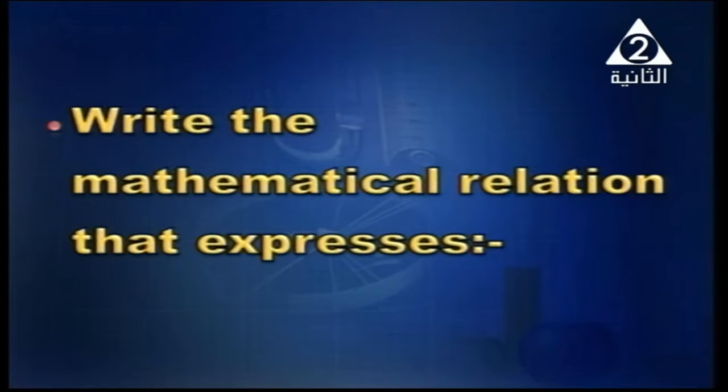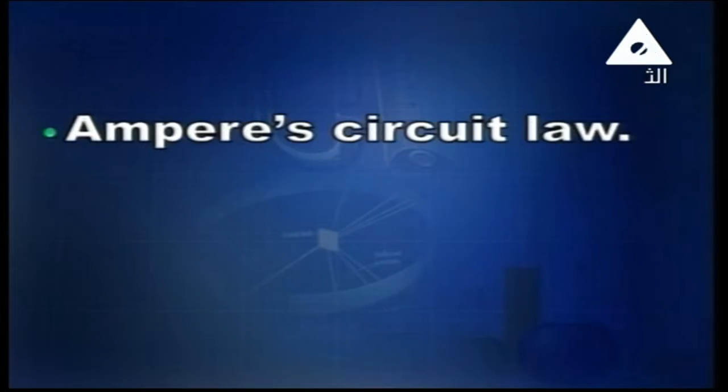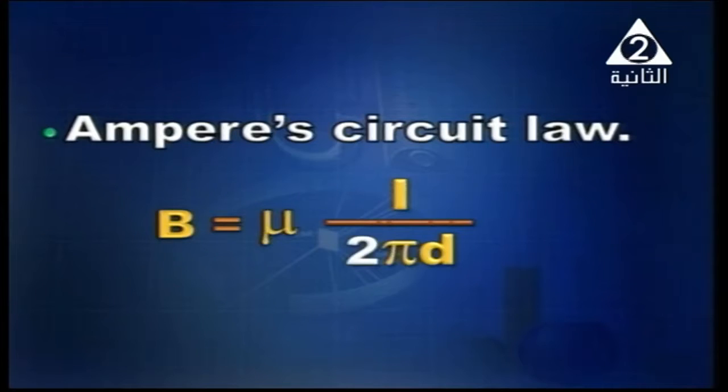Another type of questions: write the mathematical relation that expresses Ampere's circuit law. It is the relation that gives magnetic flux density, magnetic induction at a point of normal distance d from a current carrying straight wire. So B equals mu I over 2 pi d, Ampere's circuit law.